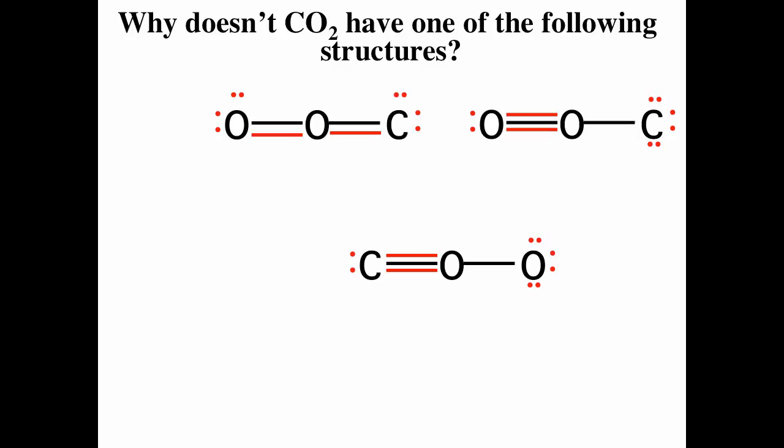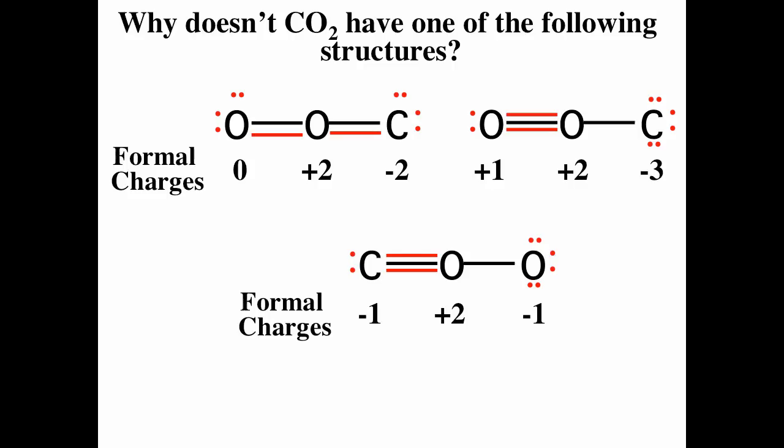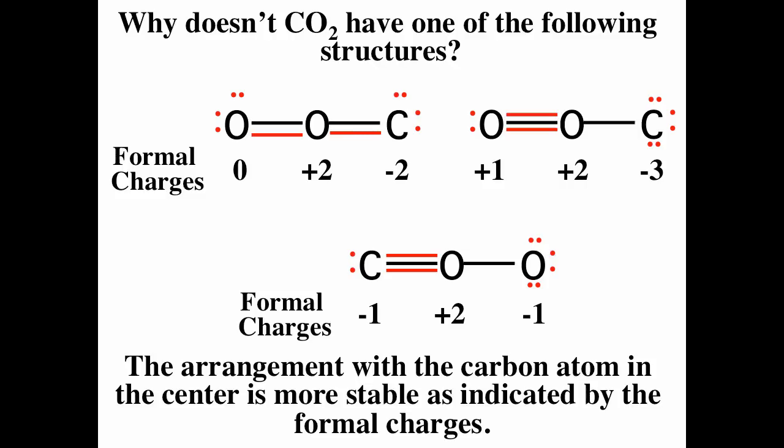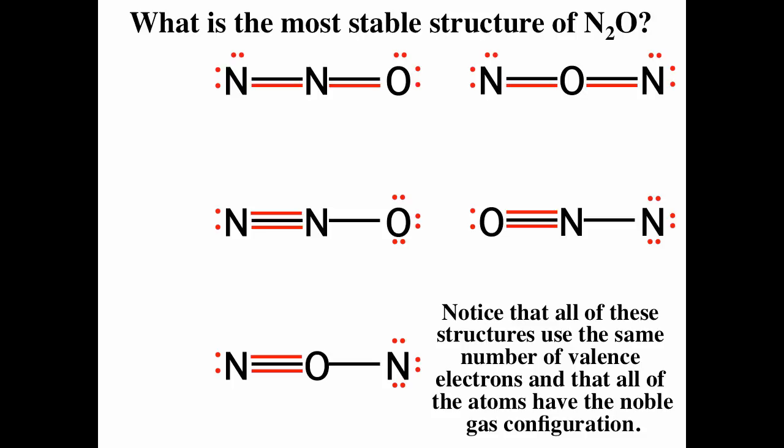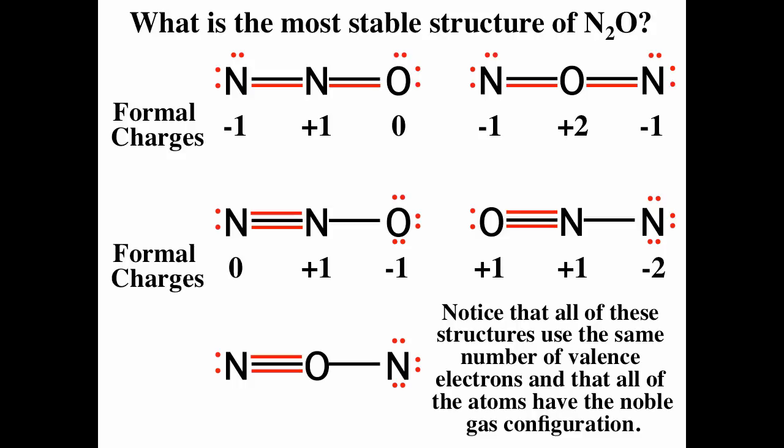We could also look at other structures. How do we know the carbon is in the center? Well, if the oxygen was in the center, again, we can do it with the formal charges, and we see if we don't have the carbon in the center, then we get formal charges not as 0. Likewise, what is the most stable structure for N2O? If we really want to do that, we have to calculate the formal charges, and we have to find the one closest to 0.